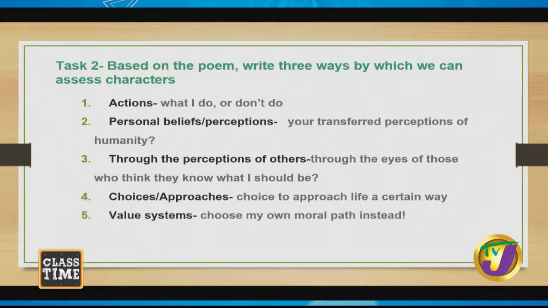And of course, we can look at the character's value systems. What does he or she stand for? What does he or she make a big case of in life? Is it the petty things? Is it something more important, something that is going to add value to his or her life? Then this is another way that we can assess a character in a story.